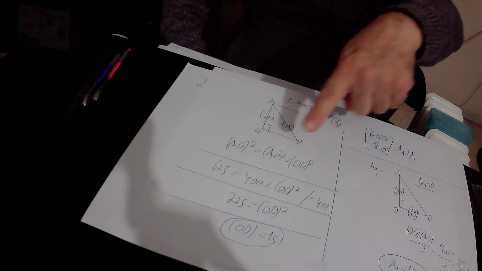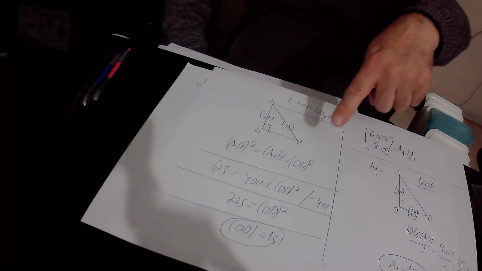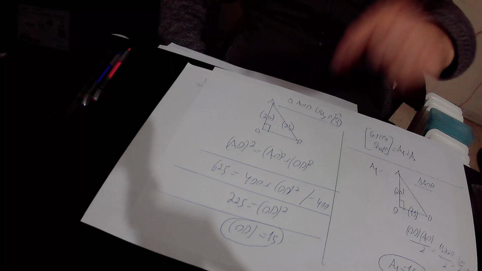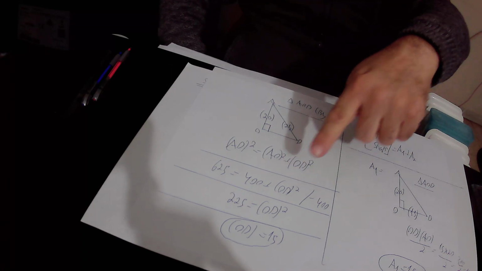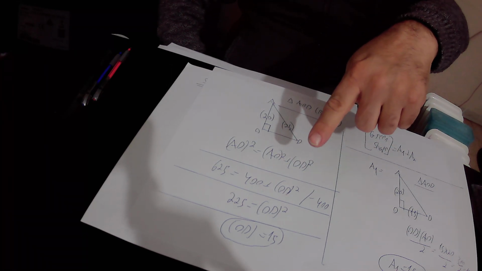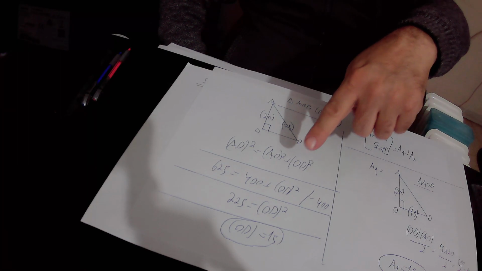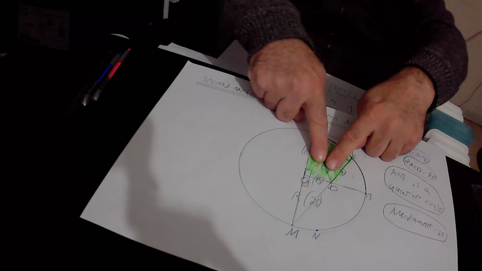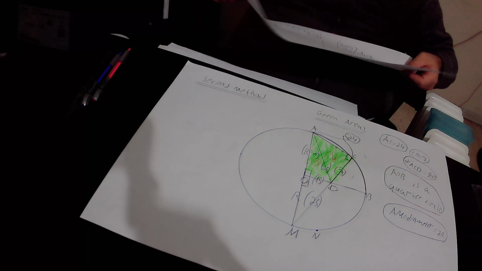We subtracted 400 from this equation, and finally found that 625 minus 400 is 225, so 225 equals OD squared. We took the square root of this equation, and found that OD equals the square root of 225, that is 15. So the missing side, OD, equals 15 units in its length.